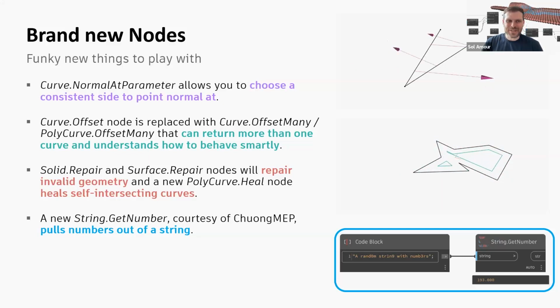We have also added in a bunch of different nodes around solid repair, surface repair, polycurve.heal, and essentially all of these will repair invalid geometry. If you're getting random errors and warnings that are saying this geometry is not valid, these nodes should help you get it back into a valid state. They can also do things like heal some self-intersecting curves with some minor tolerances associated with it. So if your geometry is in a weird state, try these nodes. They should be able to help you out. And then big shout out to Chong MEP, who added in a string.getNumber node. This is another community submission to Dynamo, which pulls all of the numbers out of a string. So if you want to pull those numbers out, you can convert them to numbers afterwards, and you can use this node to do it.